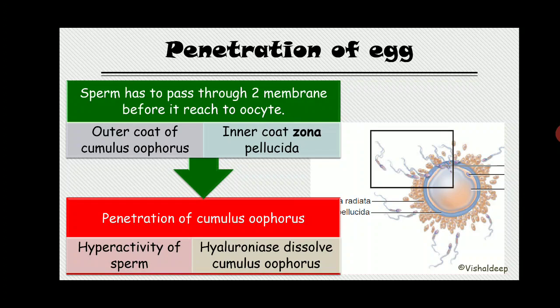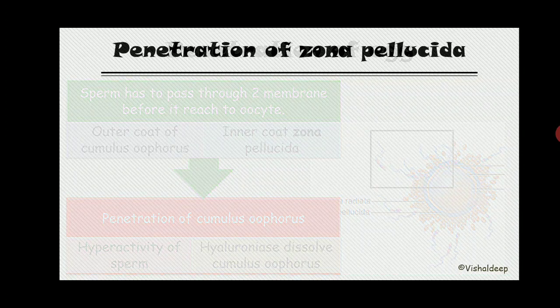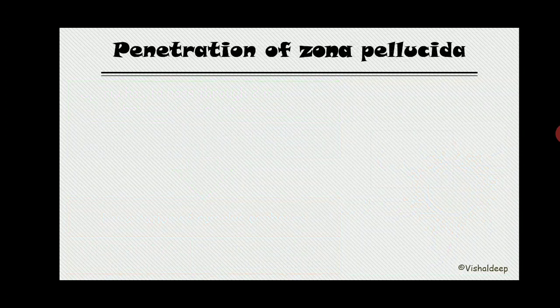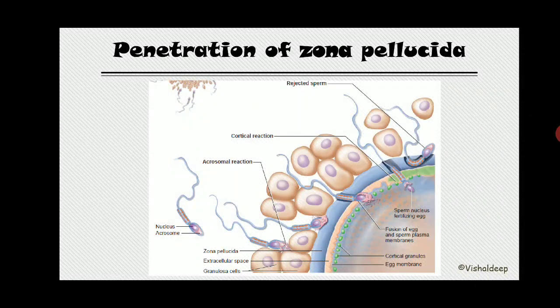Now the next layer is the zona pellucida. How will the sperm enter and make an aperture inside the zona pellucida? Now this one is very tricky, so keep attention. This is a beautiful diagram. I have taken this diagram from the book named Tortora.